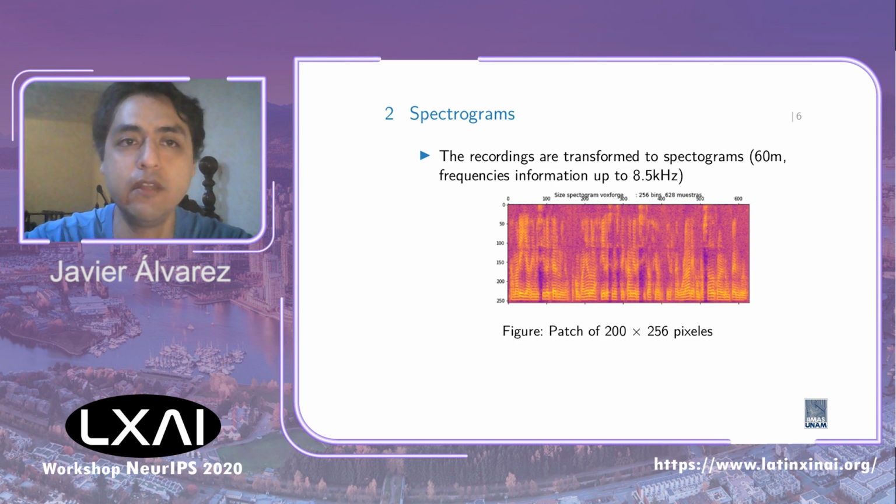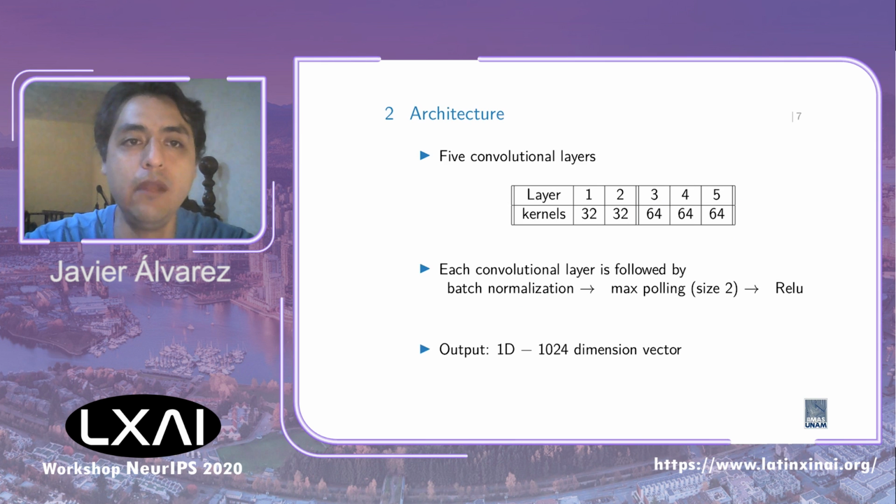We took every recording and transformed them to spectrograms. One spectrogram was an image of 200 by 256 pixels, and this was the input of our model. The model was a neural network with 5 convolutional layers. The first 2 layers were made with 32 kernels, while the last 3 layers were made with 64 kernels. After every layer, there was a batch normalization, a max pool of size 2, and a ReLU activation function.